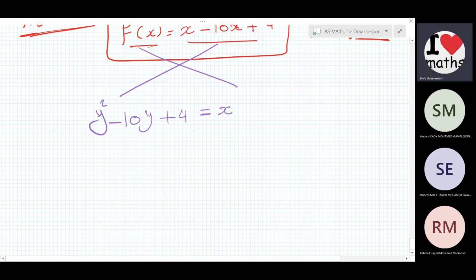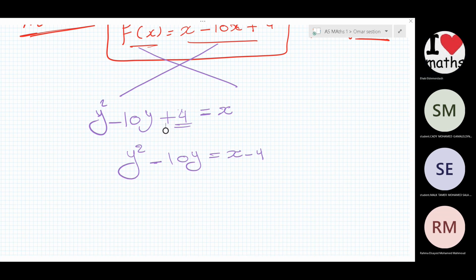So how to deal with this question? I will send the 4 to the other side. So I will make it y squared minus 10y is equal to x minus 4. So I have here y squared minus 10y is equal to x minus 4. Just I will send the 4 to the other side. Now let's play the game. I need to find y.